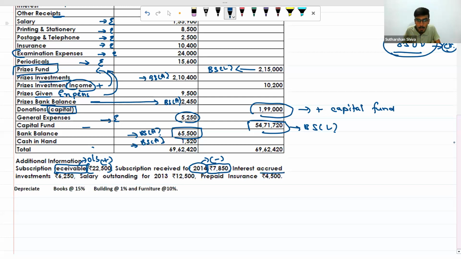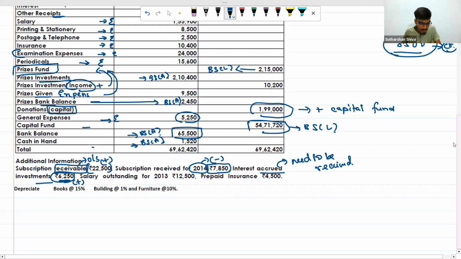Okay, interest accrued on investments. Accrued means which I need to receive, which I already earned but need to receive. That is 6,250 will be added. Interest accrued on investments. Next, salary outstanding of 2013. Current year outstanding is an expense. That expense we will add towards the salary.